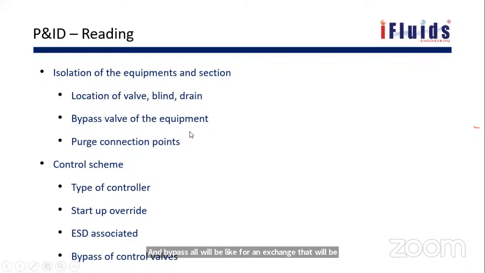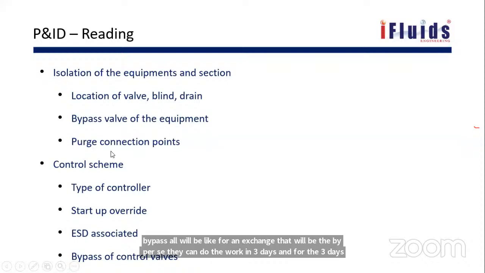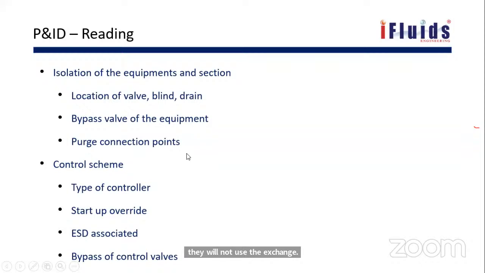With the bypass, they can do the work in 3 days. And for the 3 days, they will not use the exchanger. Then they will adjust the process parameters accordingly. And then the purging connection for flushing and the draining connection during maintenance, those things will be kept. And control scheme, type of controller, startup or a DSD, bypass control valves, all those things will be shown in the drawing.